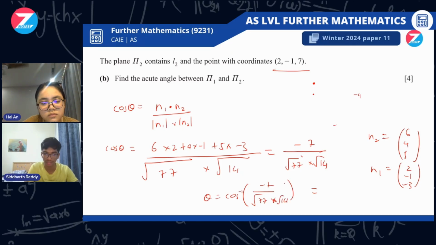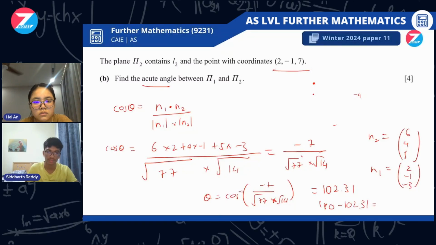Putting this in the calculator, let me switch back to degrees. Cos inverse of -7 over root 77 times root 14 gives 102.31. But they're actually asking for the acute angle, so we take 180 minus 102.31, which is 77.7. And this is the answer: 77.7 degrees.